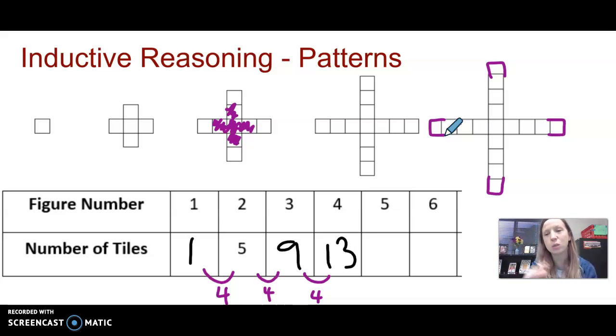And if I wanted the next picture in this pattern, I would add another 4, one on each spoke. Okay, so the key is to find the pattern and then you can replicate it.